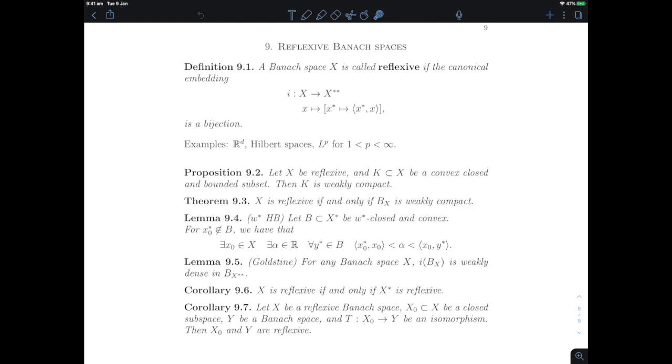Now, examples where that happens, well, of course, the finite dimensional spaces and the Hilbert spaces, because in that case, even the elements of X star themselves can be identified with an element of X, and then an element of X star can be identified with an element of X star star for the exact same reason. So X is X star and X star is X star star. So this is the perfect situation.